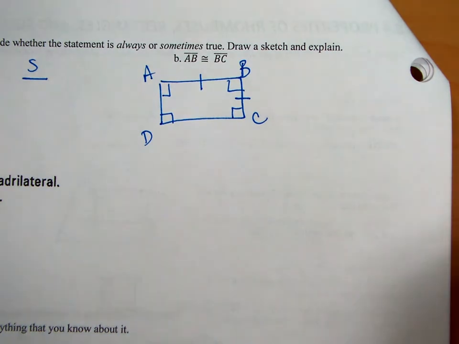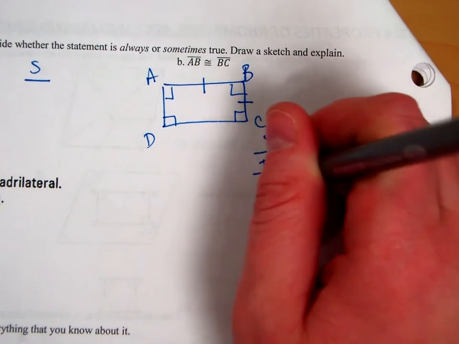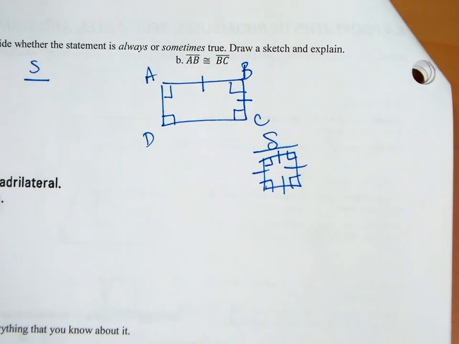Okay. So this is sometimes. That is when you have a square. Because when all the sides are congruent, it makes it into a rhombus. And a rhombus and a rectangle make a square. Okay. It's a picture in the middle, a Venn diagram.